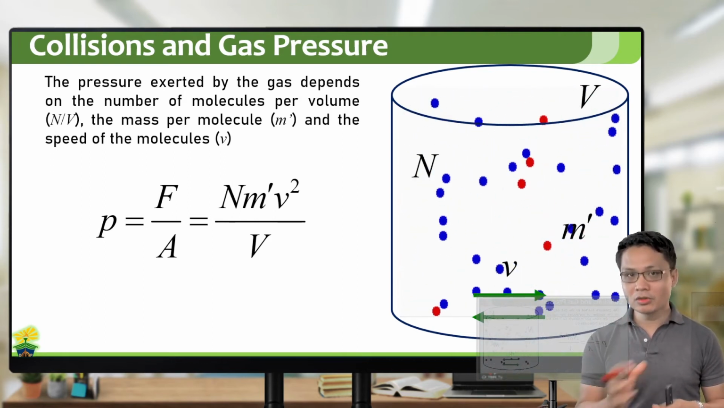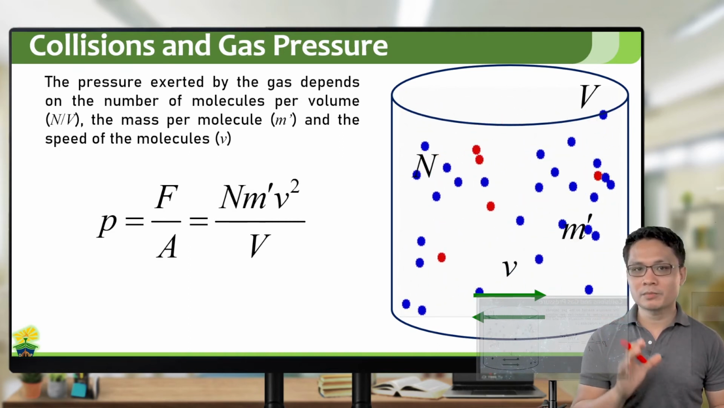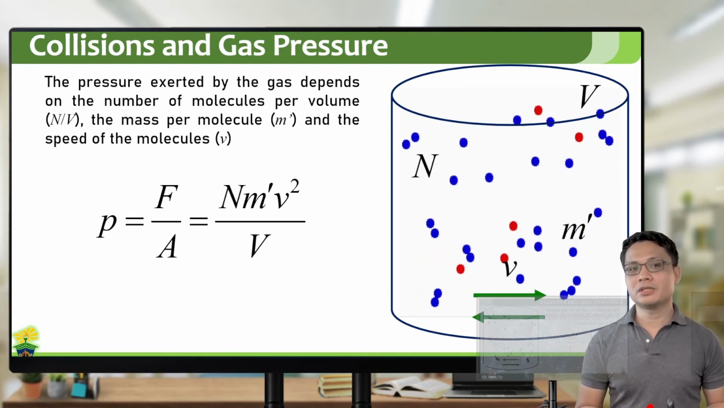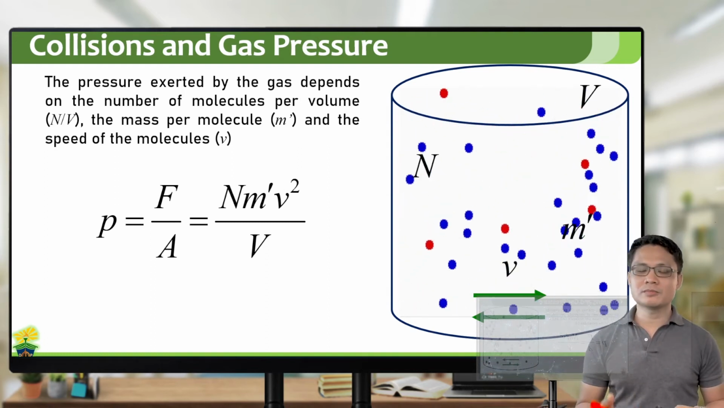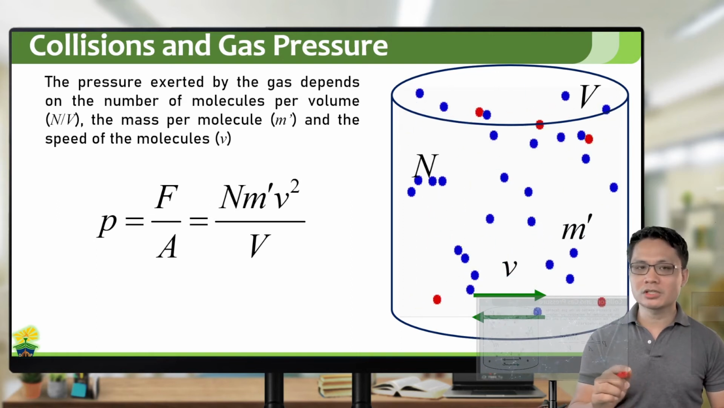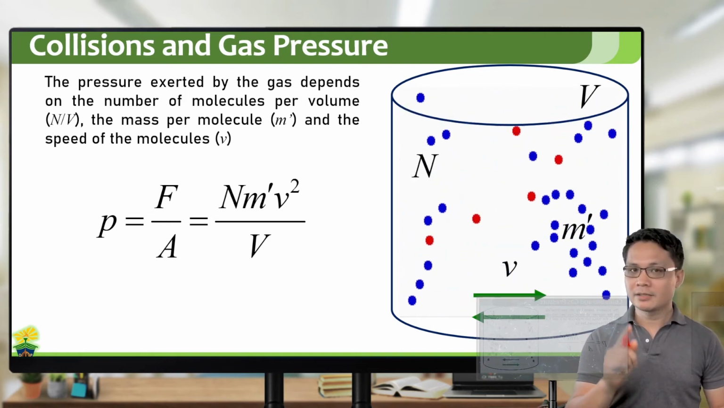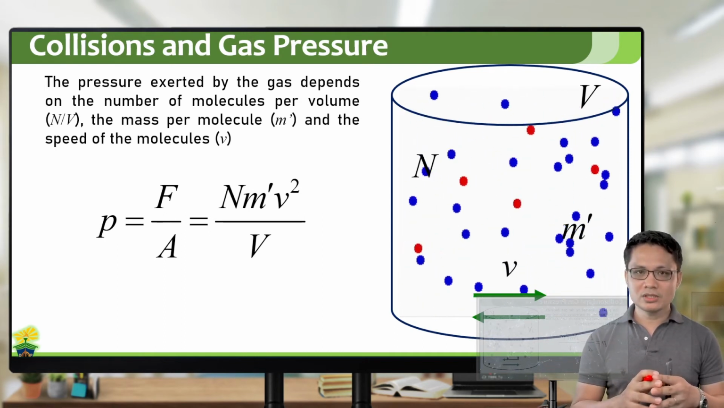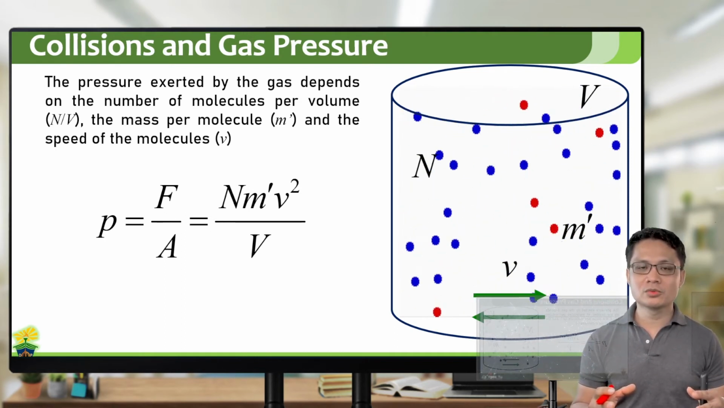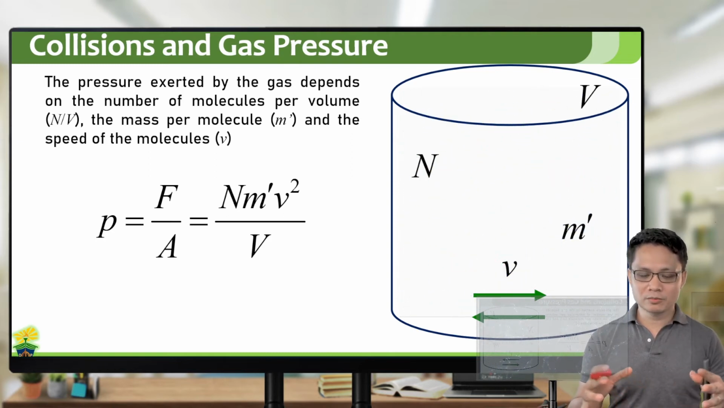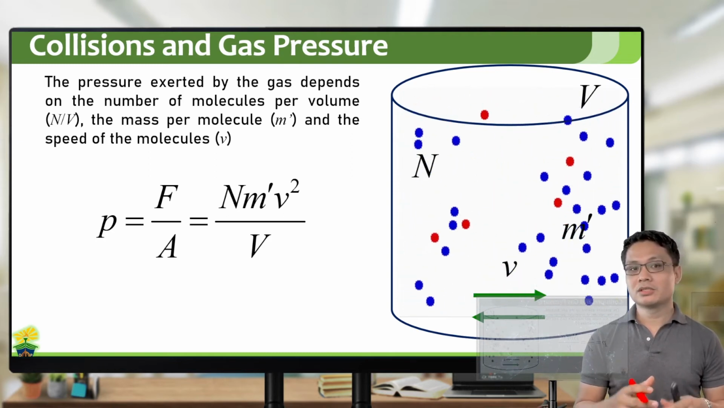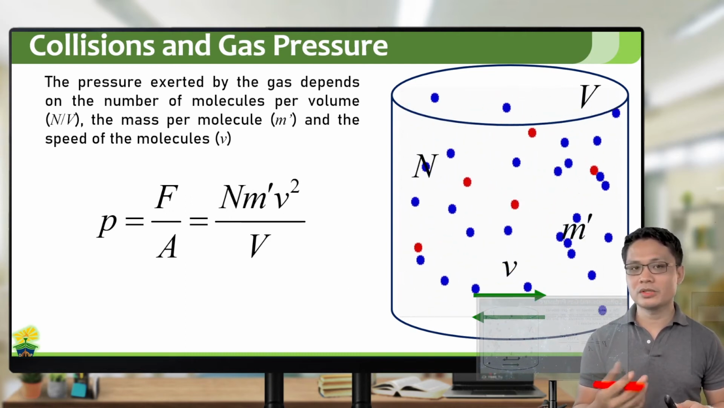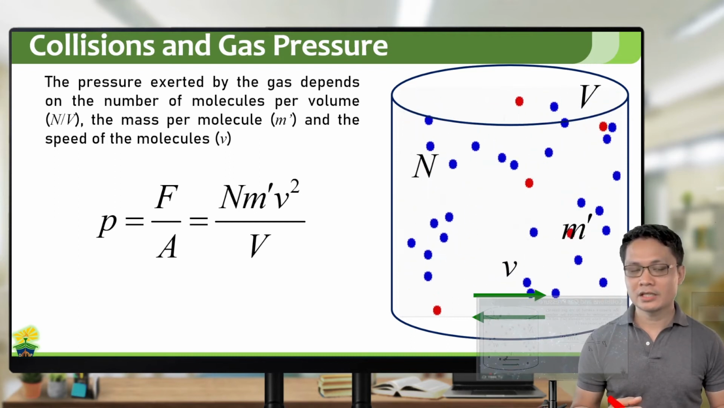And the more individual particles or molecules there are inside the container, then of course the pressure would also be higher. So we have this relationship that the pressure is directly proportional to the number of particles involved, the mass of these particles, and the velocities of these particles. And as we increase the volume, the pressure would be lower, and as we compress the volume, the pressure would increase or have a higher value.